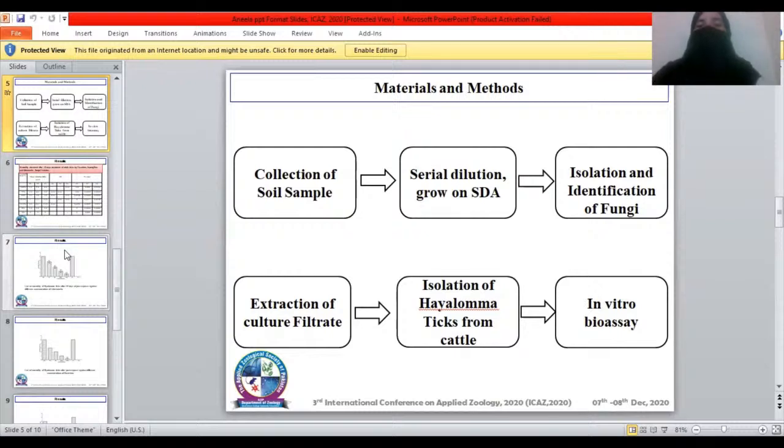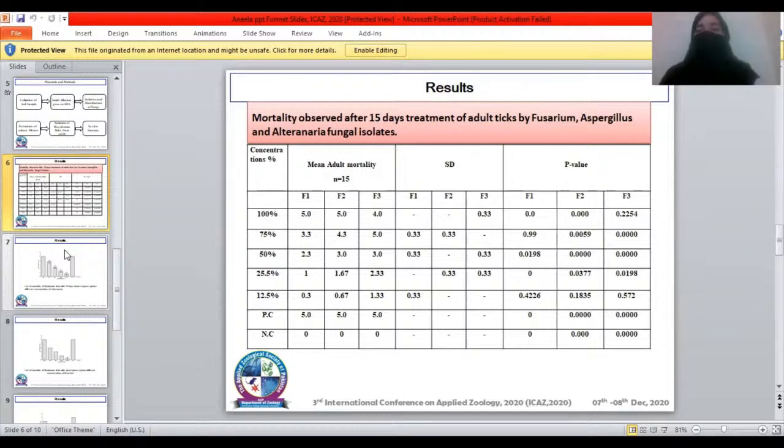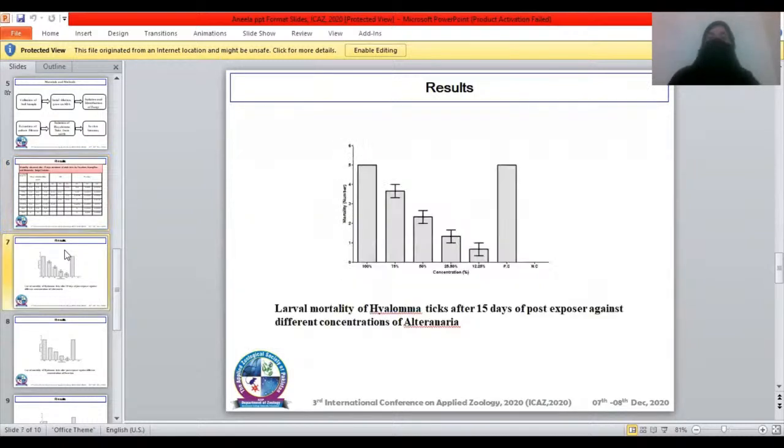After that, for the preparation of different concentrations, they were made from the spore-free culture. Results with Alternaria showed that the fungal filtrate had a significant effect on tick mortality. The highest mortality rate was seen at 100%, followed by 75% filtrate concentration, and the lowest concentration in all cases was observed at 12%.